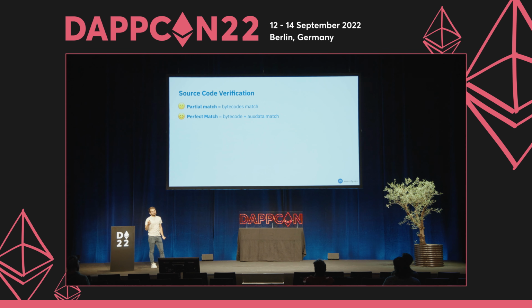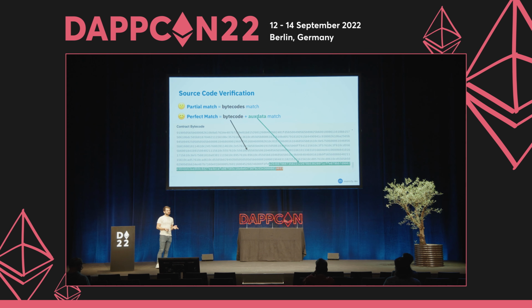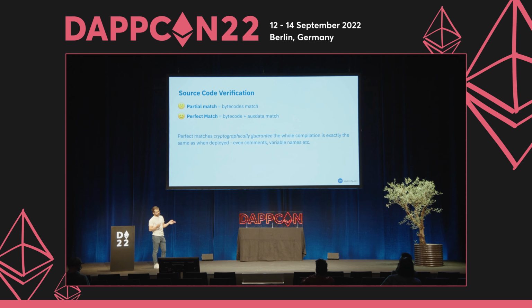So what we call partial match is the match without this information. It's when bytecodes match. And the perfect match is when bytecode plus the aux data match. And the perfect verification with the aux data cryptographically guarantees that the whole compilation is exactly the same as deployed. Even the comments, variable names, everything is the same as the original. Even if we add a comment, add a space, add a dot, the perfect verification will break.